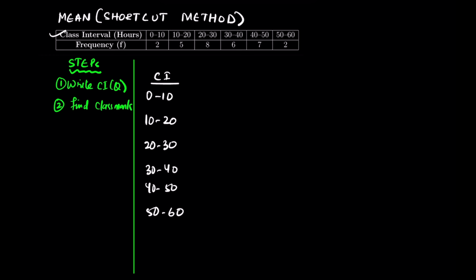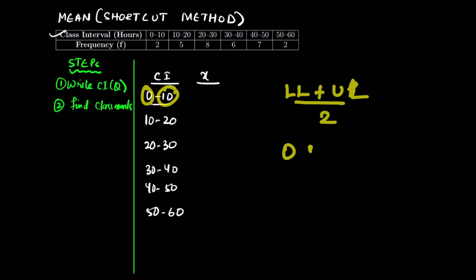Now the next step is to find the class mark. So how do we find the class mark? We can find the class mark by taking the lower limit and upper limit: lower limit plus upper limit divided by 2. So here, 0 plus 10 divided by 2, which is equal to 10 by 2, equal to 5.